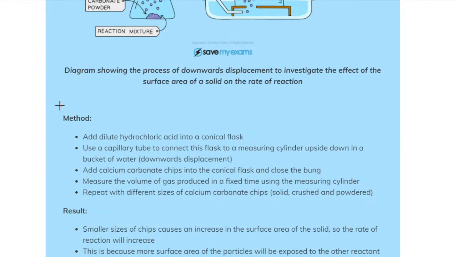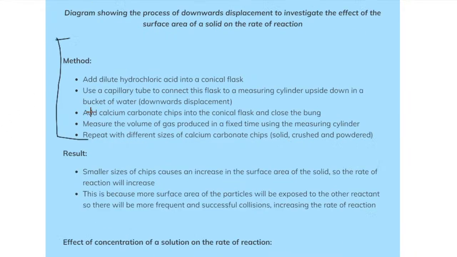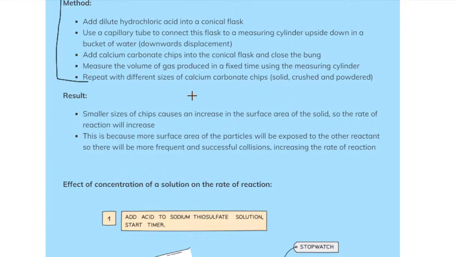Here is the method that you can do in the chemistry labs. You simply add dilute hydrochloric acid, use a capillary tube, which is simply a glass tube, and connect the flask to a measuring cylinder upside down, and then to a trough, and then you add calcium carbonate chips. There will be a reaction and some gas will be formed. You can also time the rate of reaction, how long it takes for each of the following to react. So it's quite simple and easy.